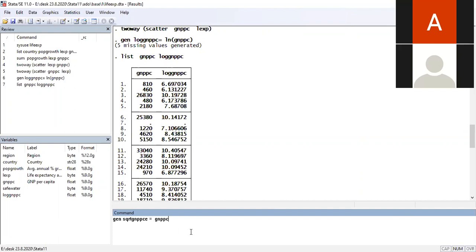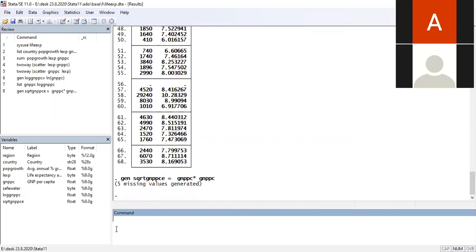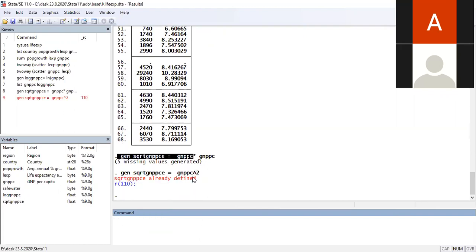Maybe I would do this. This is one way: GNPPC times GNPPC. Okay, that is possible. So that is one way. Another way, I guess, is square. Let's see if there's another. I'm not sure of the other way. You always do trial and error. Maybe this. Yeah, no, it's not. Oh, okay.